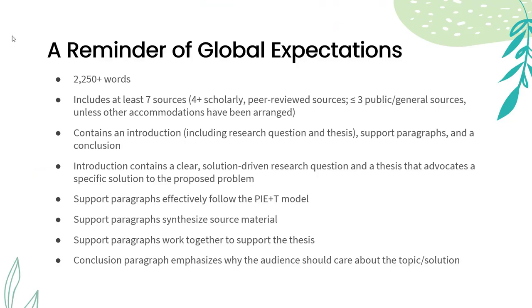The final draft of your researched argument essay should be between 2,250 words and 2,500 words. This draft should also include at least 7 sources. 4 or more of those should be scholarly peer-reviewed sources, and you can have up to 3 sources written for a public or general audience.